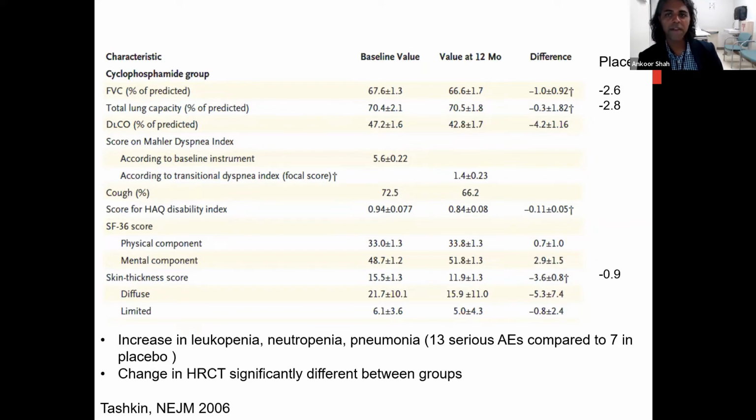That being said, it was a fairly modest difference between the two. Statistically significant, yes, but a fairly modest clinical difference. What you can also see is that there was a relatively more significant difference in the reduction of skin thickness in patients on cyclophosphamide compared to placebo. So certainly two main clinical features that were improved with cyclophosphamide compared to placebo, leading to the first really major drug that we had in our armamentarium to treat scleroderma. Of course, there was an increase in patients on cyclophosphamide in terms of leukopenia, neutropenia, and pneumonia.